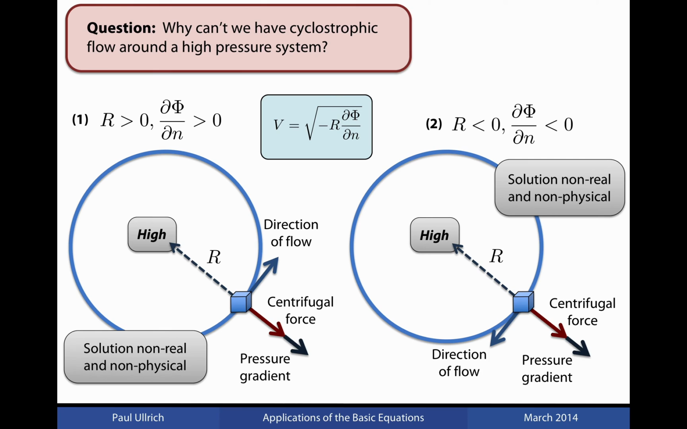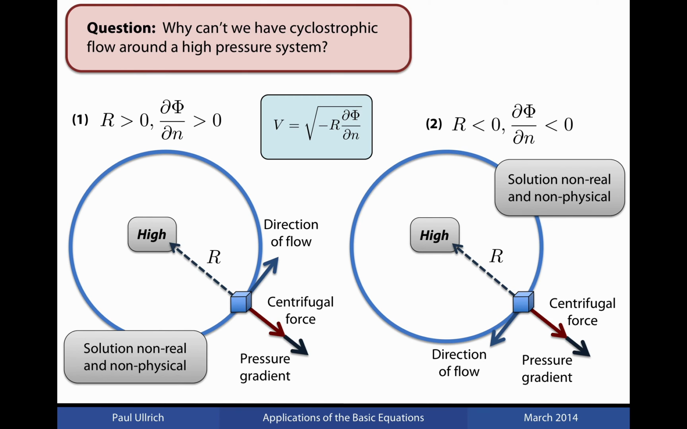So why can't we have cyclostrophic flow around a high pressure system? Let's consider the two possibilities for force balance that would be experienced by a fluid parcel if there was a high at the center of the direction of the stream flow, of the flow direction of the fluid parcel. So if our direction of flow, for instance, is counterclockwise around a high pressure region, centrifugal force is always directed away from the circle, so it is directed outward, and the pressure gradient is also directed outward.